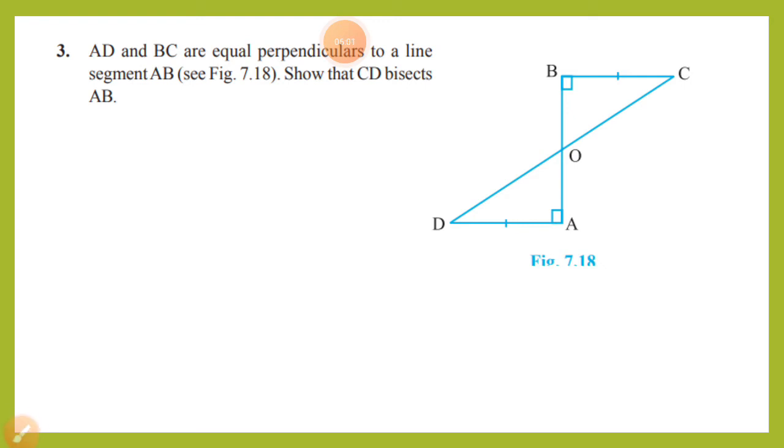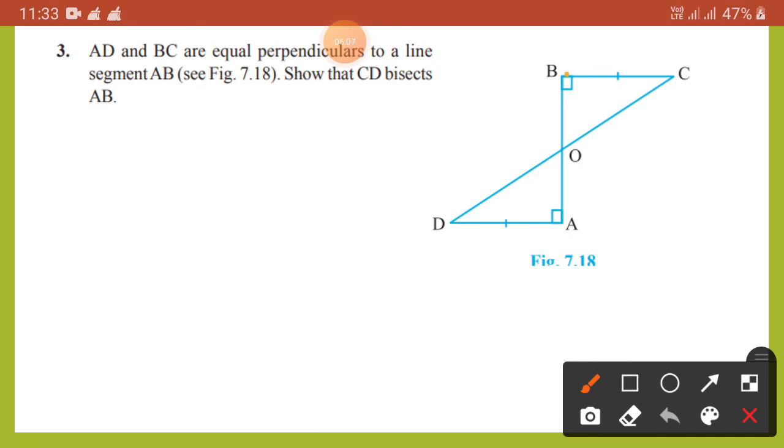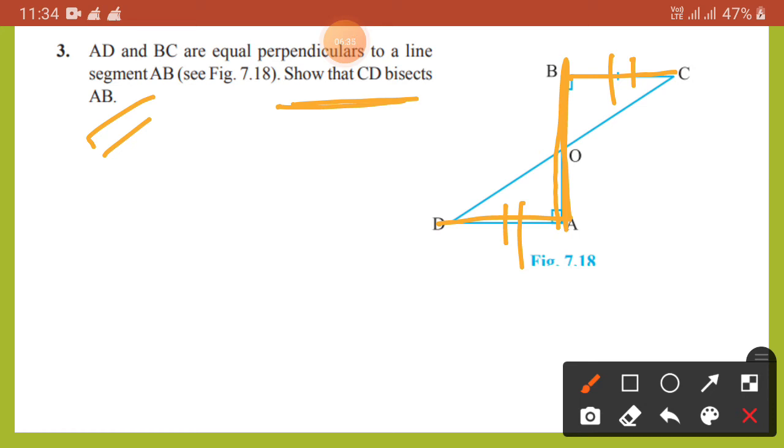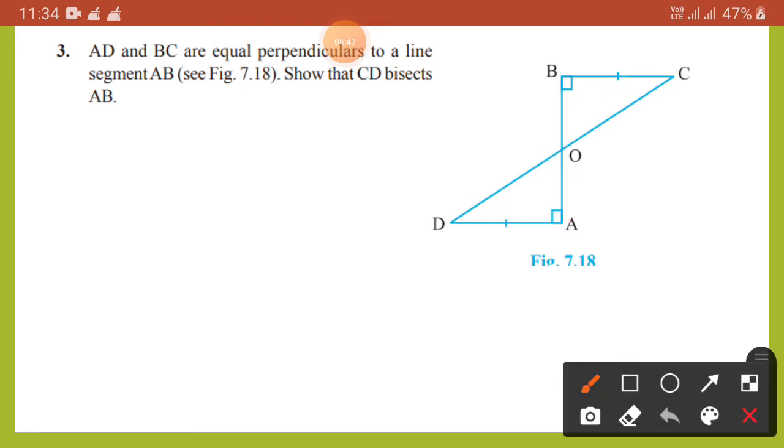Now in this question, AD and BC are equal perpendiculars to a line segment AB. So AB here is the line, and BC and AD are equal perpendiculars to this line AB. Now we have to show that CD bisects AB. We have to prove it. How can we prove it? Let's start the procedure. At first look at the figure very carefully.